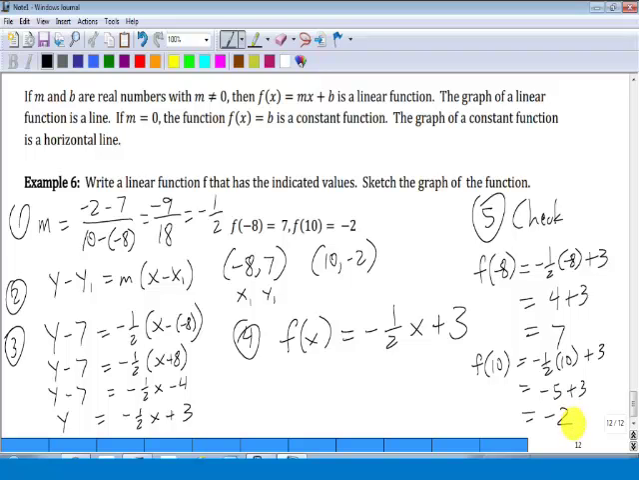This linear function does exactly what we want it to do. It equals 7 at negative 8. It equals negative 2 at 10. And so it is good. So final answer, I guess, right there.